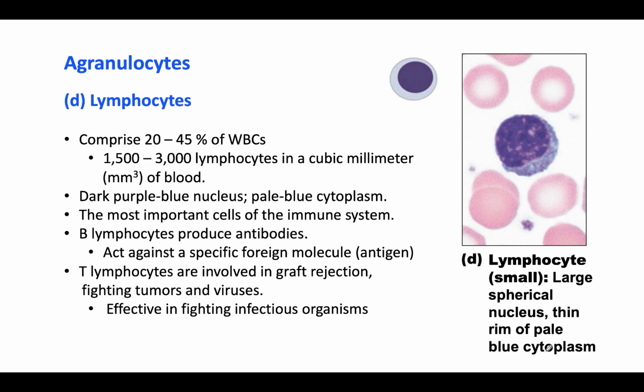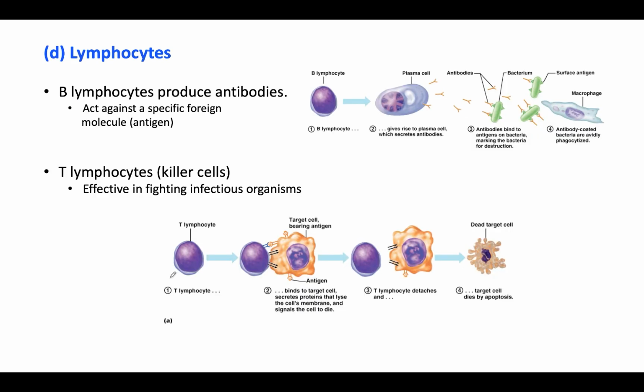Two main classes of lymphocytes are B lymphocyte and T lymphocyte. B lymphocyte produces antibody. T lymphocyte is involved in directly fighting foreign invaders. So let's look at it in detail. Two main classes of lymphocytes are B cell and T cell. B cell, B lymphocyte, produces antibodies.